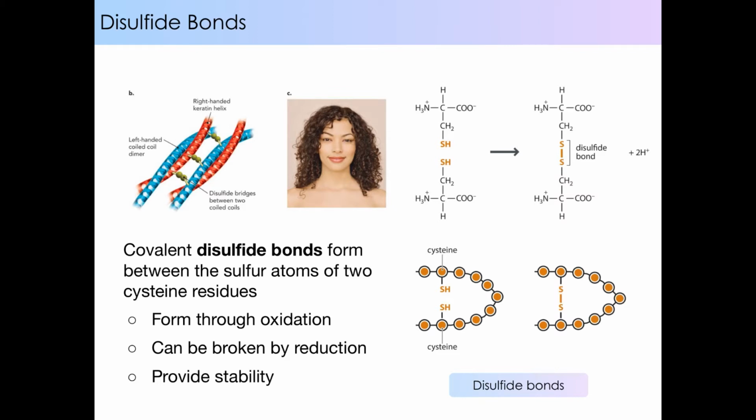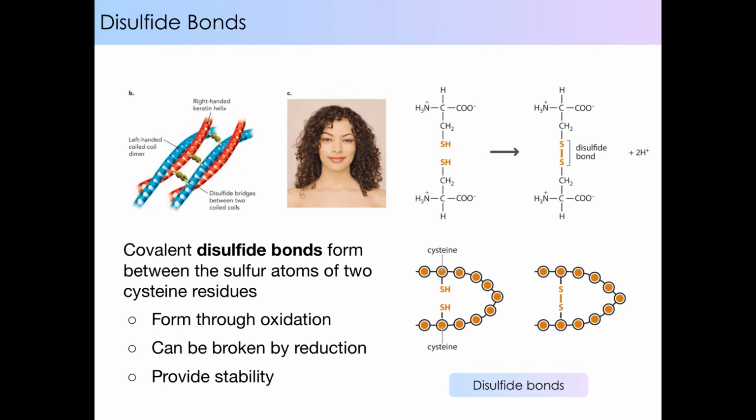The reduction and oxidation of disulfide bonds is actually the basis for the hair treatment known as the permanent or the perm, where the hair is artificially curled. Hair is composed of keratin, which is a fibrous protein, and there are different types of keratins which are found in different tissues. Keratin is composed of two helices, as you can see here, that are wrapped around each other, and this is known as a coiled coil.